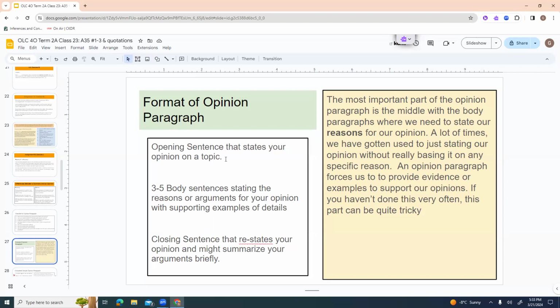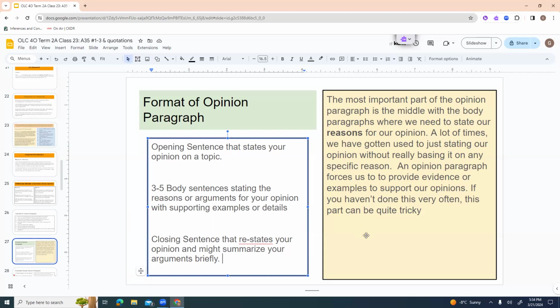Then you would write 3 to 5 sentences in the body of the paragraph, the main part of the paragraph, giving me your reasons or your arguments for your opinion and with supporting examples or details. And then your closing sentence would restate your opinion that you gave up top. Sometimes it might summarize your arguments briefly.